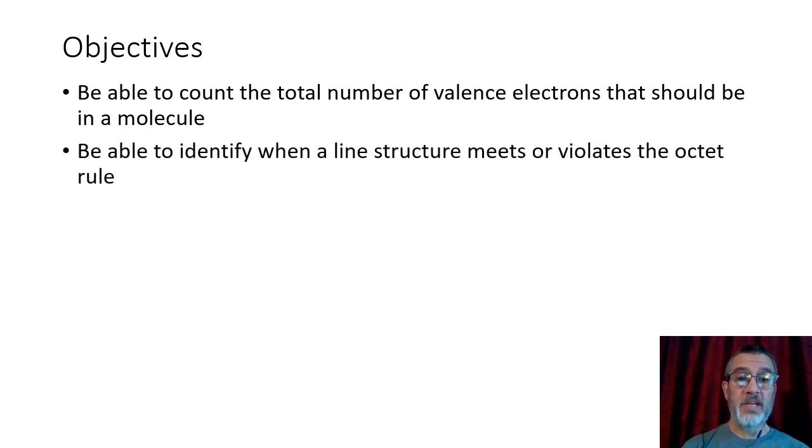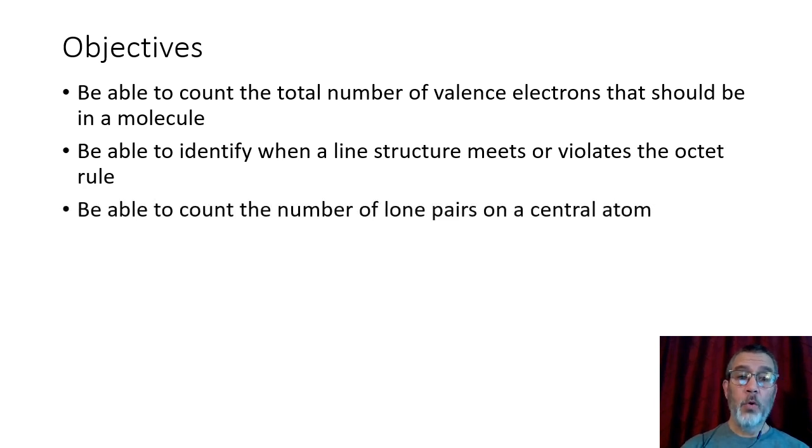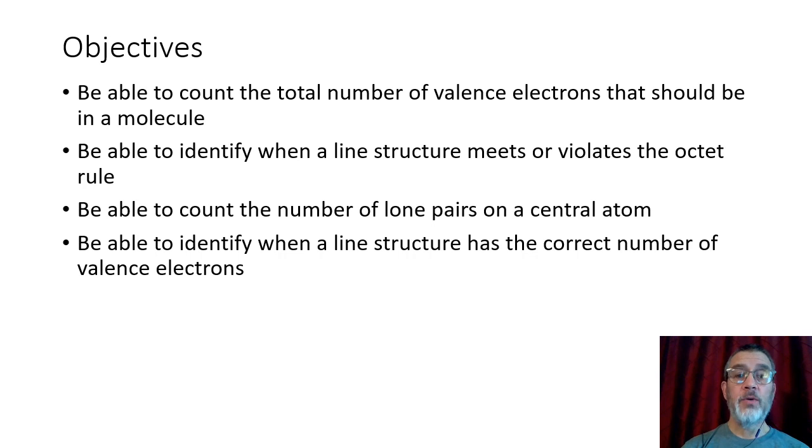We also want to identify when a line structure meets or violates the octet rule. We're going to be able to count the number of lone pairs on a central atom because that's going to be important in the future for the structure of molecules. And we also want to identify when a line structure has the correct number of valence electrons.